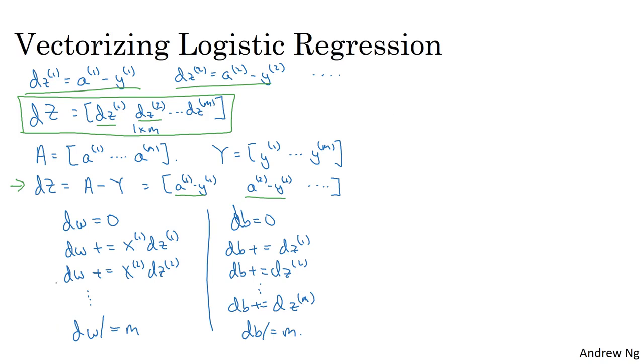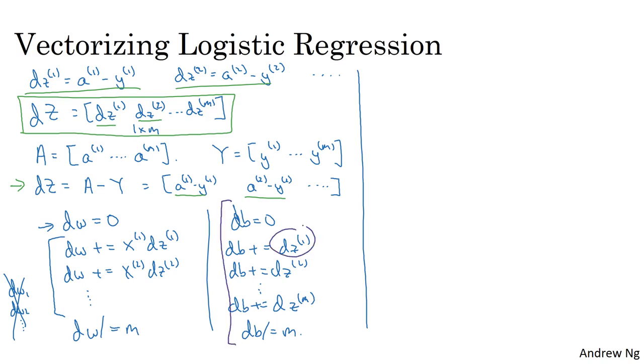We'd already gotten rid of one for loop, so at least now dw is a vector, and we weren't separately updating dw1, dw2, and so on. So we've gotten rid of that already, but we still had a for loop over the m examples in the training set. So let's take these operations and vectorize them. Here's what we can do. For the vectorized implementation of db, what it's doing is basically summing up all of these dz's and then dividing by m. So db is basically 1 over m, sum from i equals 1 through m of dzi.